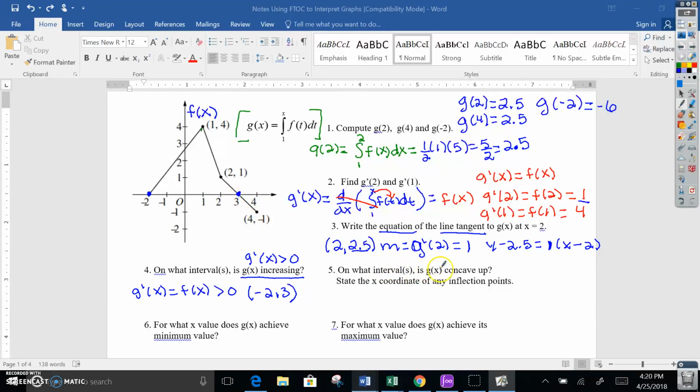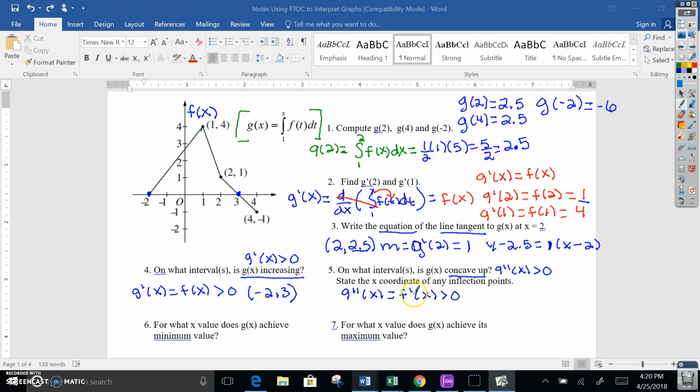Next question. Where is the graph of g concave up? Well, if you remember, concave up simply means g double prime is going to be greater than 0 for up, less than 0 for down. Well, if we go back to our statement that g prime of x is equal to f of x, we're going to need to go to the second derivative. So just imagine taking the derivative of both sides. That's going to give us g double prime of x will then equal f prime of x. And we need to figure when that is going to be positive.